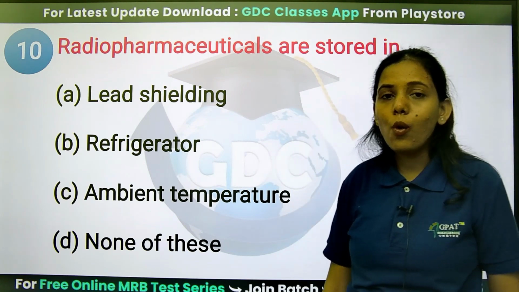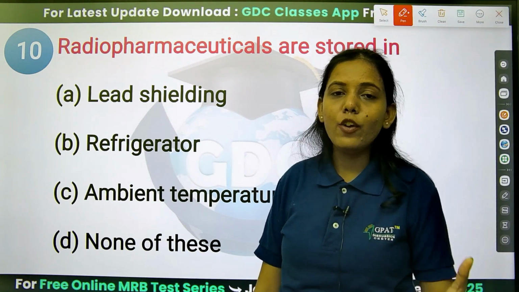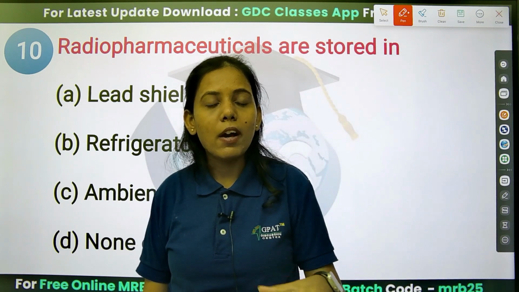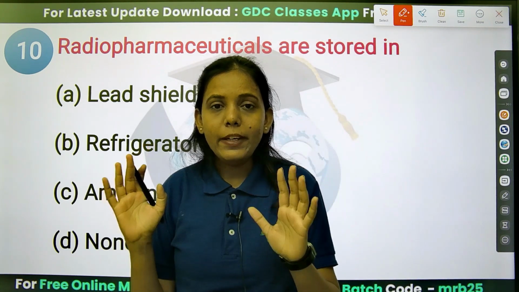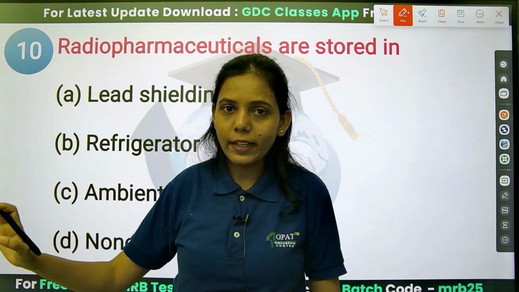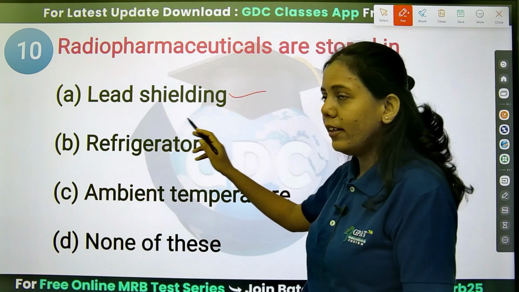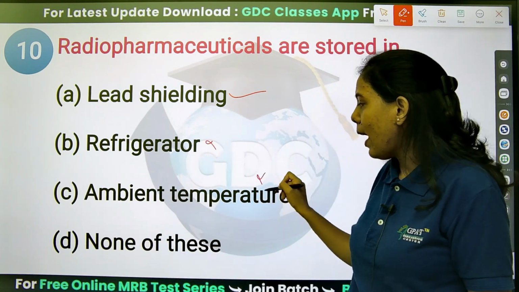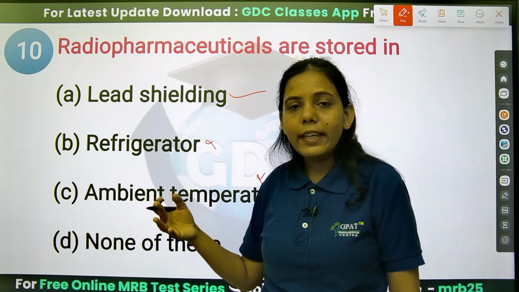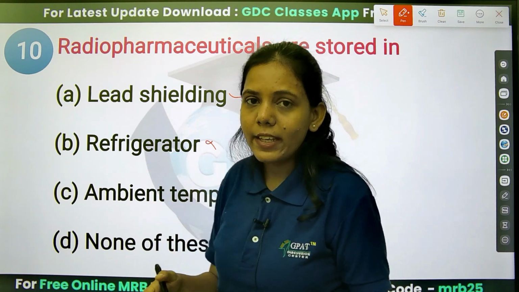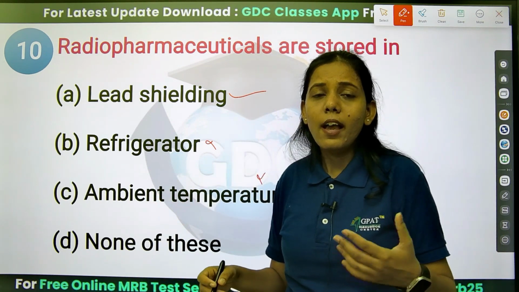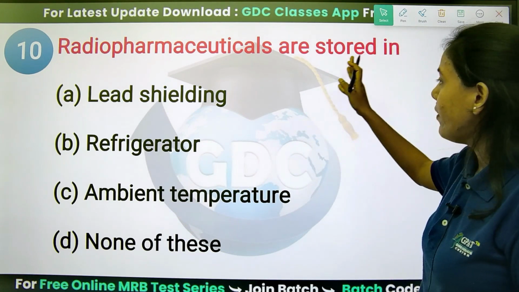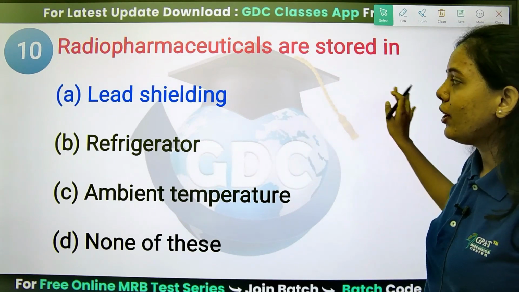Radiopharmaceuticals are stored, as we have discussed, with care because they have ionizing power. They should not be stored under normal conditions. They should be in lead shielding, not in a refrigerator or at ambient temperature. There are various rays: alpha, beta and gamma radiation. So basically we will see in the diagram, lead shielding is the right answer.